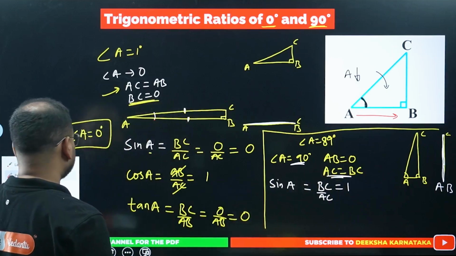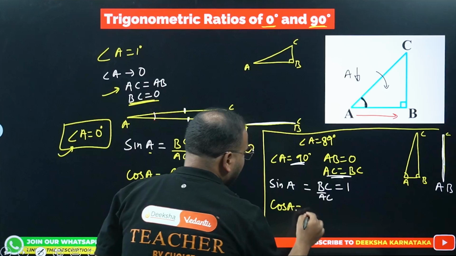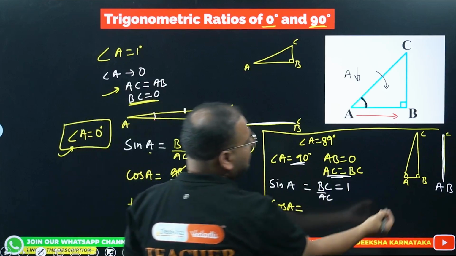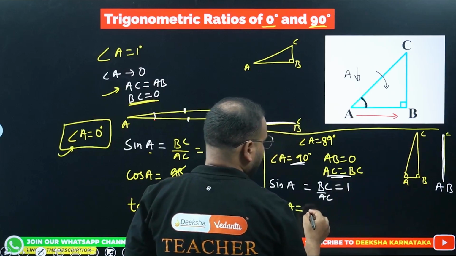Okay, next. Cos angle A. Cos of angle A will be AB by AC. Check here.